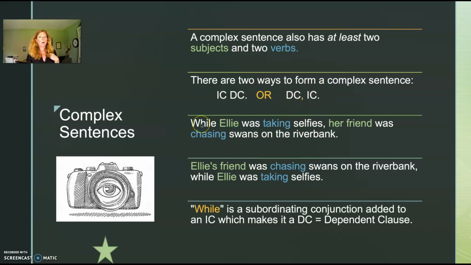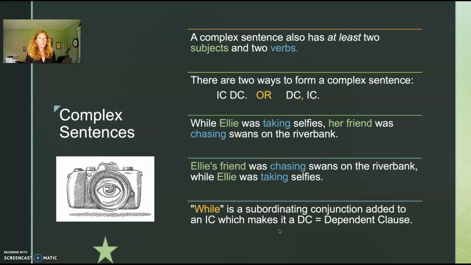So here's my example. While Ellie was taking selfies, comma, that's a dependent clause followed by a comma, her friend was chasing the swans on the riverbank. So that's my independent clause, okay? But I can also switch it around and put the independent clause first. Ellie's friend was chasing swans on the riverbank. Oops, there should not be a comma here. While Ellie was taking selfies. Okay, so I found a little mistake of mine. So take out that comma. The comma needs to be here, just like this. While is the subordinating conjunction, okay?